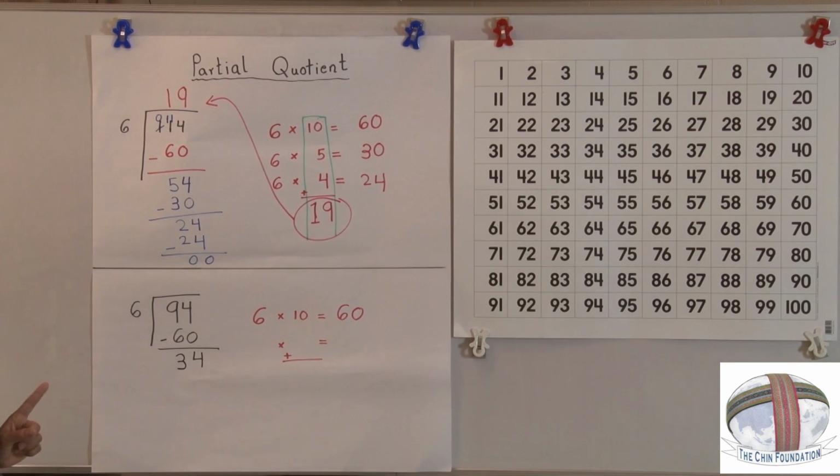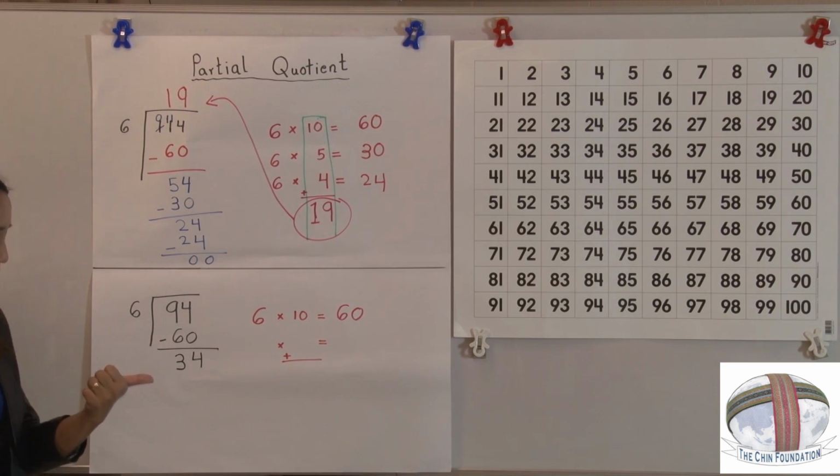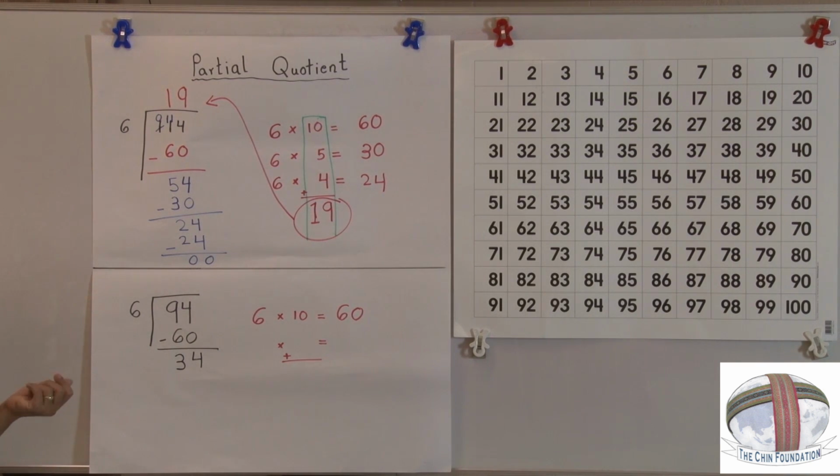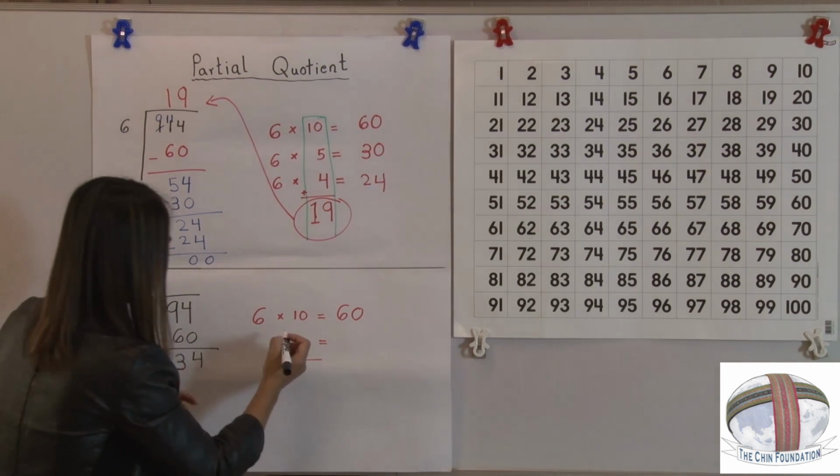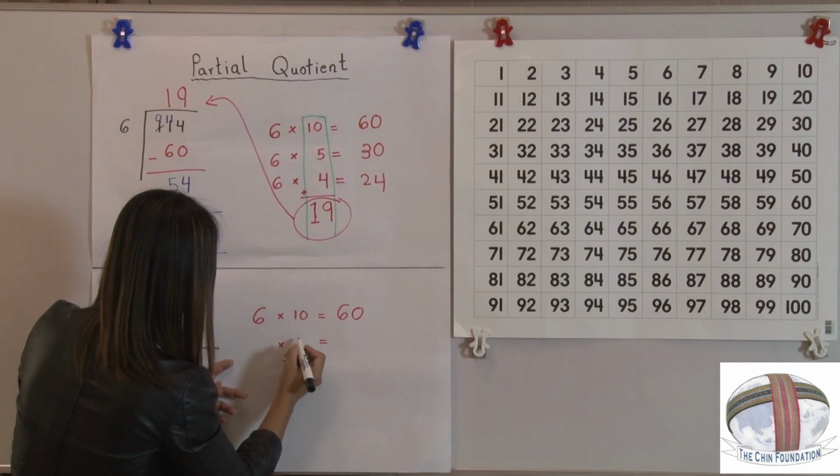Okay, 34. I know I'm good at 10. I'm good at the multiplication facts 10 times, 5 times, and 2 times. 2 times will be only 12, so 6 times 2 is only 12, but this is 34, so I need to come up with more. So I will say 6 times 5, okay?